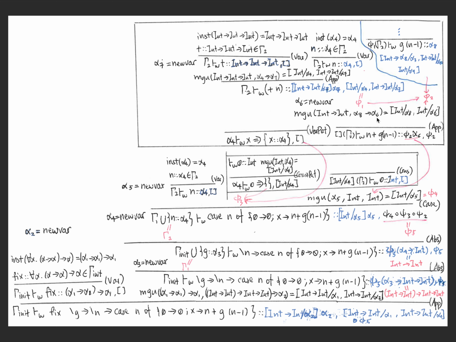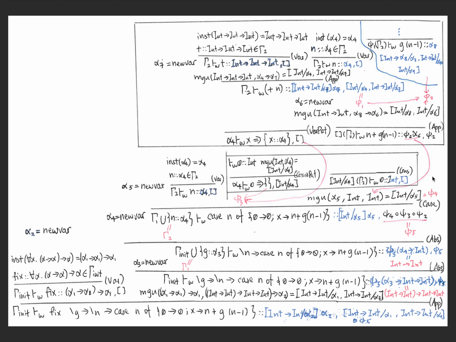argument's type, and the alpha 6 was created as the return type of this application. So we're going to unify these two types. That will give us int replace alpha 8 and int replace alpha 6. Let's say we combine this one with psi 1 and psi 2, which come from here, and this will be called psi 2. So psi 2 applied to alpha 6, because alpha 6 is the return type here, will give us int. So the entire type for this expression will be int, and psi 2 will be the return substitution.